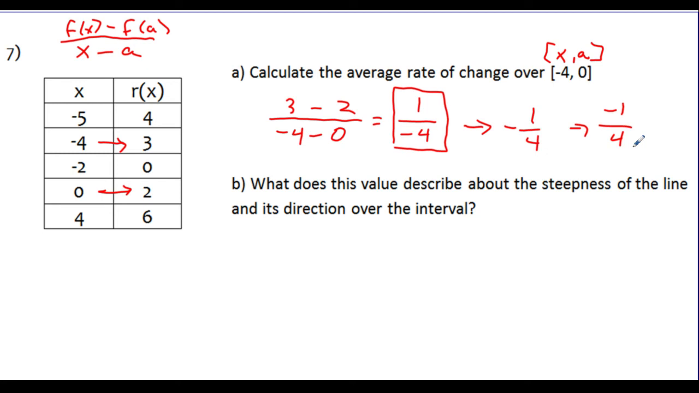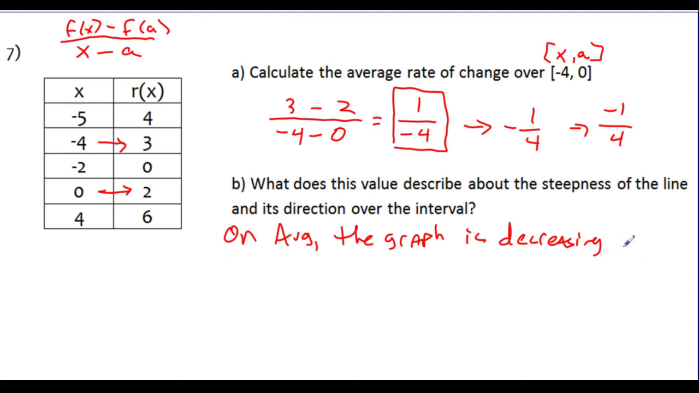Okay, so when this says, what does the value describe about the steepness of the line and its direction over the interval? We're saying, on average, and I'm going to use this phrase on average because this is an average rate of change, the graph is decreasing, and I know it's decreasing because it's negative. Doesn't matter how you write it, this is a negative fraction, so on average the graph is decreasing over the interval. It might not be decreasing everywhere, but it's more decreasing than anything else. So on average it's decreasing, and that's what I'm talking about, the direction over the interval. We're saying it's going downhill.